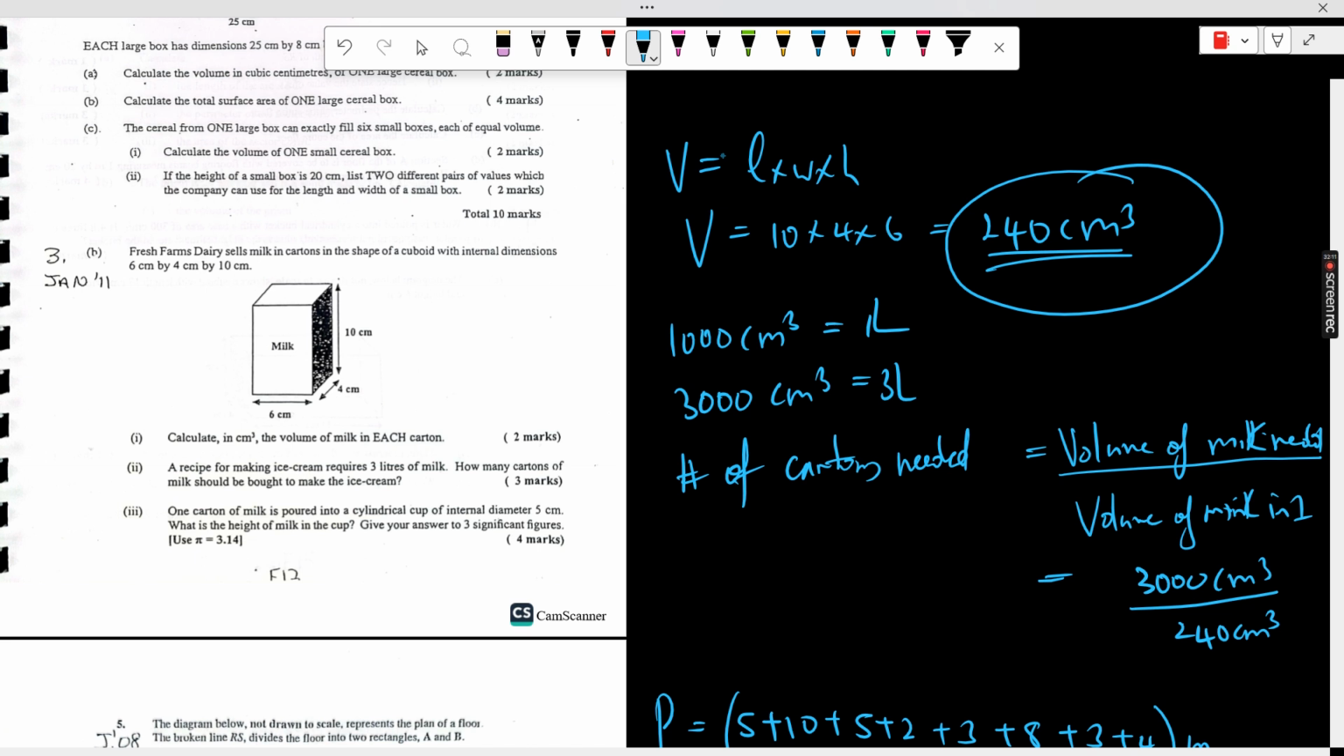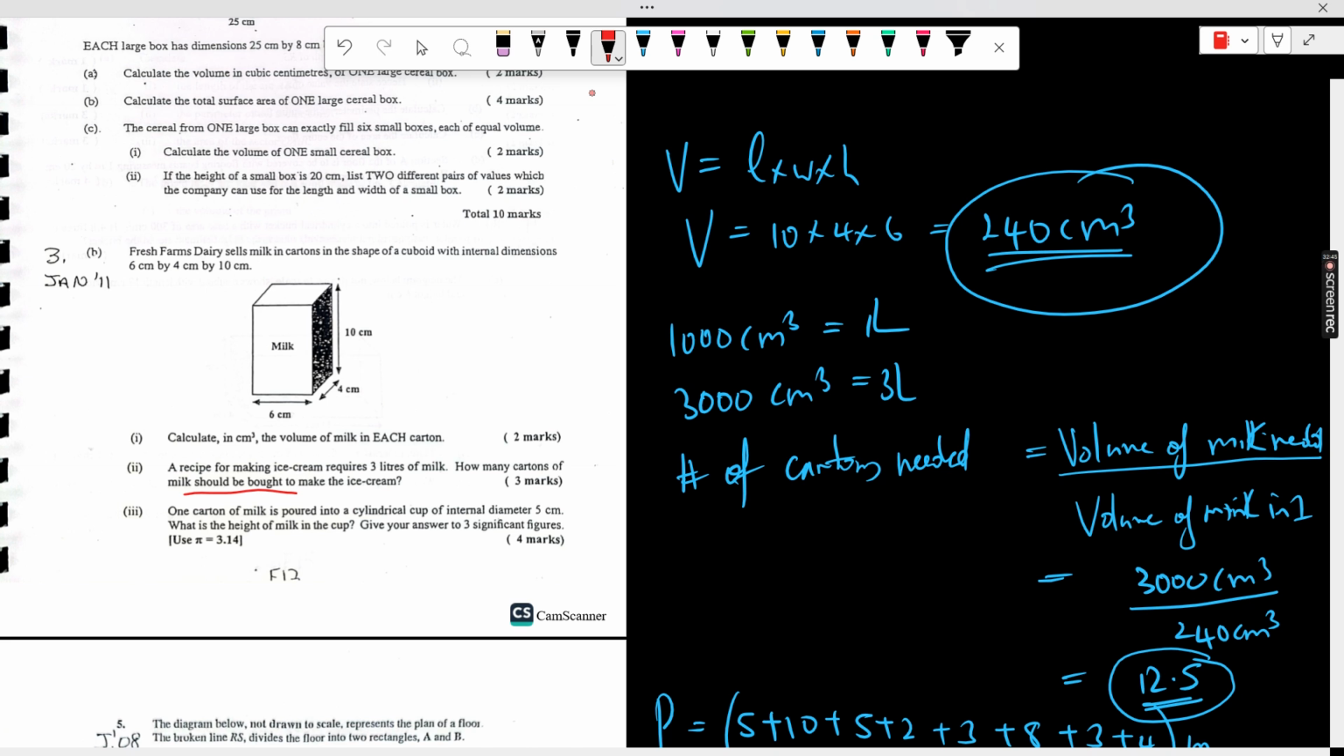Yes, sir. So we get 12.5. So 12.5 cartons, but can you buy half a carton of milk? No, sir. So having calculated this value and gotten 12.5, you notice the question did not ask you how many cartons of milk you need for the recipe. It says how many cartons of milk should be bought. So because you cannot buy half a carton, you can only buy one carton.